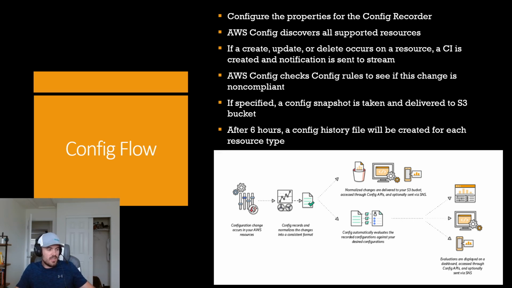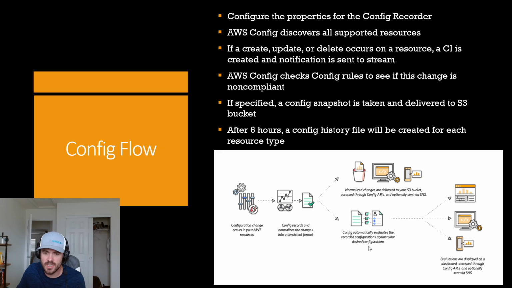So if we look here at the config flow, basically we have a configuration change that occurred here in some AWS resources. Config is going to then record and normalize these changes into a consistent format, using that recorder. And then two things are going to happen. Normalized changes are going to be delivered to your S3 bucket, and then accessed through your Config APIs. And if you want, you can optionally send these changes via SNS, so you can be notified of what's actually happening. Okay?